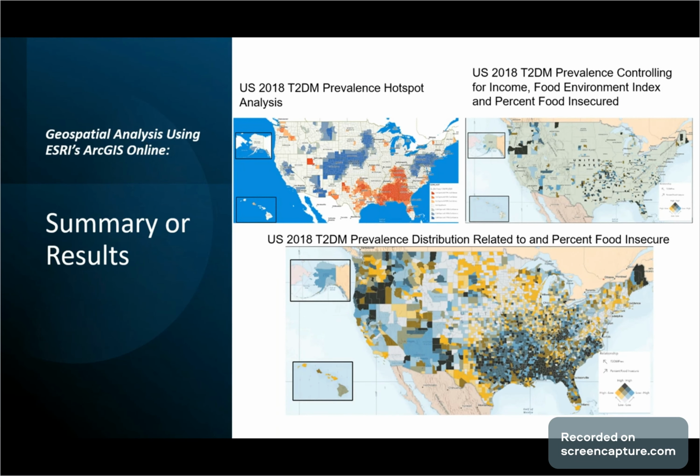Now to the maps. You were probably waiting for these maps. This is a geospatial talk, so you've got to have maps. This is the 2018 type 2 diabetes prevalence hotspot analysis. Looking at this, I don't know if there are pointers, but are we able to? Oh yeah, all right, great. So looking at these hotspots, right?